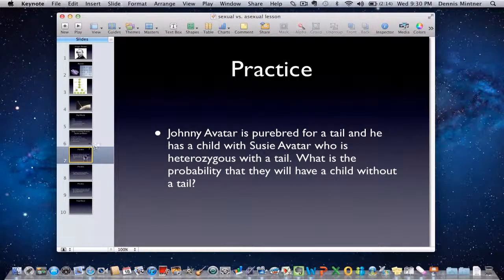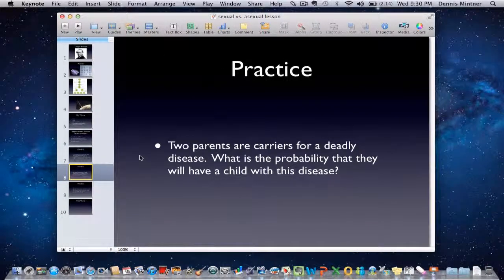Okay, let's go to the next one. That says 2 parents are carriers for a deadly disease. What is the probability that they will have a child with this disease? Go ahead and stop now and try it, and then I'll go through it with you. Okay, thanks for doing that. Now I'm going to go through this.